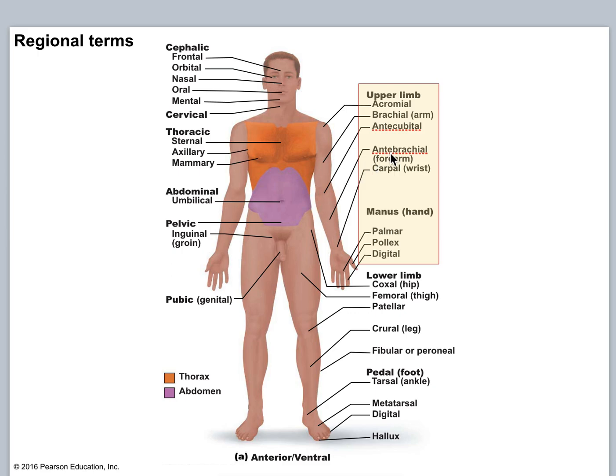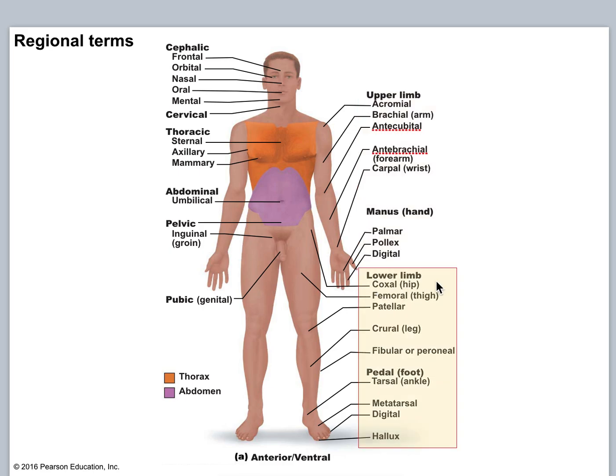And again, as I said, antebrachial is the forearm. Carpal is wrist. The term manus, M-A-N-U-S, refers to the hand. There's the palmar side, which is the side of the palm. The pollex is basically the thumb. And digital has to do with the fingers, the four fingers.